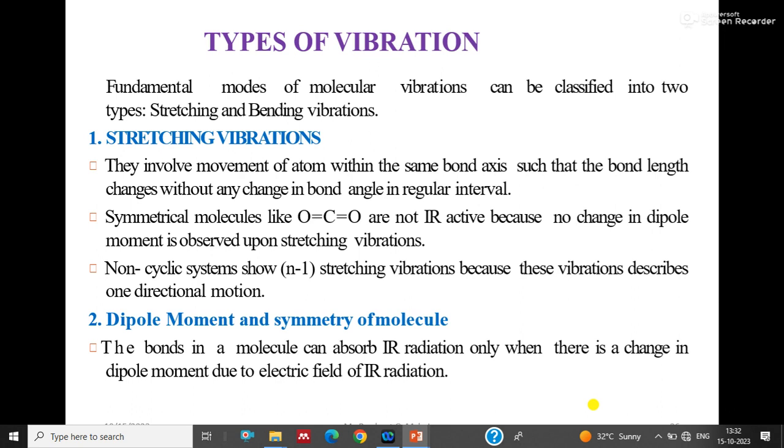So there are two types of vibrations. One is stretching and second is bending. So fundamental modes of molecular vibration can be classified into two types. First, stretching vibration. It involves movement of an atom along the same bond axis such that the bond length changes without any change in bond angle at regular intervals. That means in the stretching vibration, there is only a change in bond length. Bond angle will remain the same.